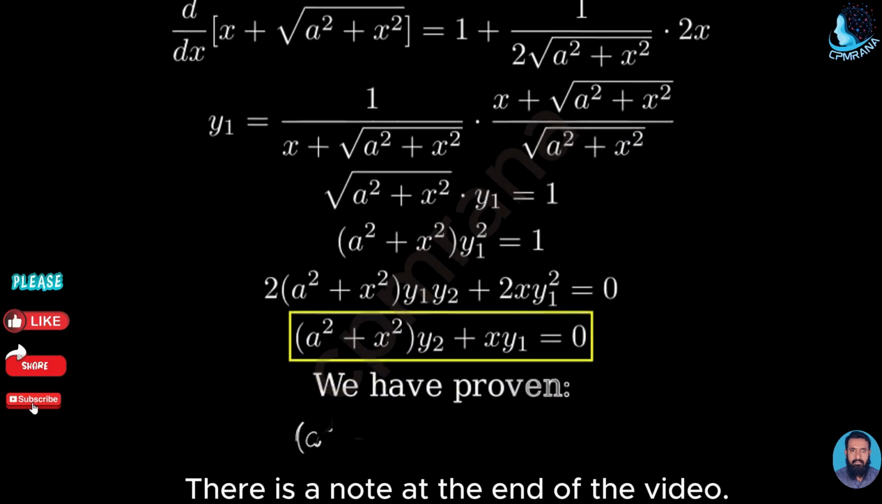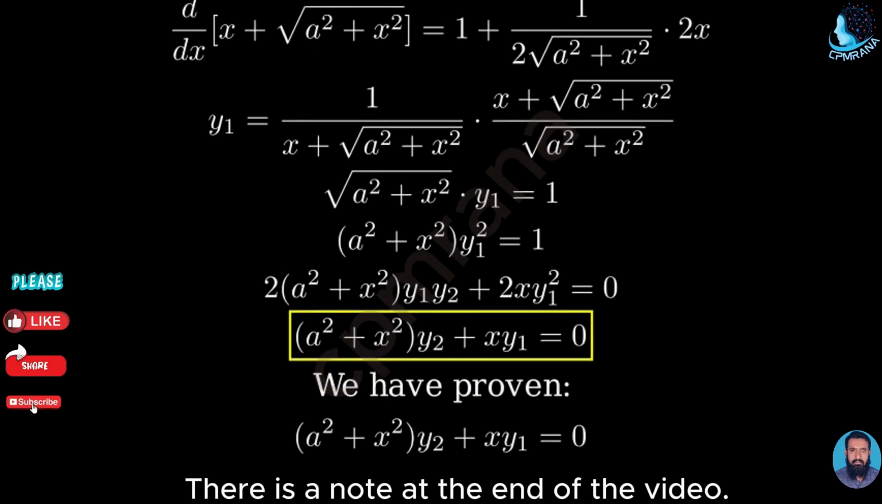And there we have it. We've proven that a squared plus x squared times y2 plus x times y1 equals 0 through careful application of differentiation rules and algebraic manipulation.